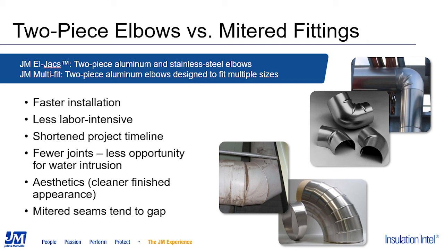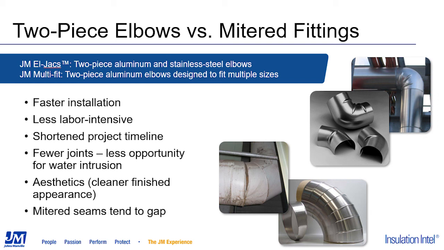2-piece metal jacketing elbows offer many advantages over miter or gore elbows. They offer much faster installation and can be installed by less skilled labor, both of which provide significant cost savings. They can shorten a project timeline or duration, and everyone knows how important this usually is for the facility owner.